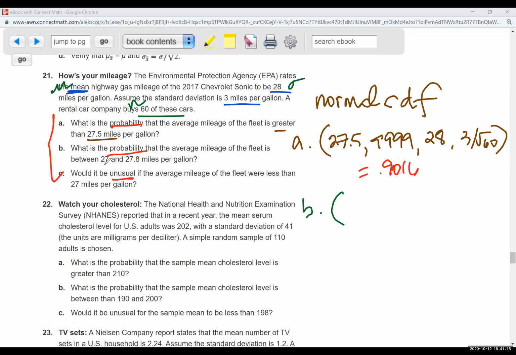Then letter B, still normal CDF, between 27 and 27.8. Whenever you have between, remember, you already have your lower and upper. So this is 27, then 27.8, same mean and same standard deviation, 3 over square root of 60.